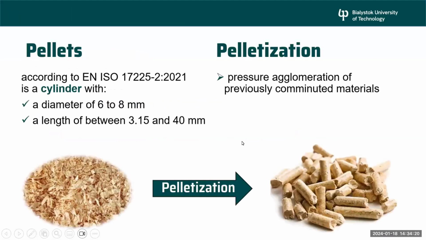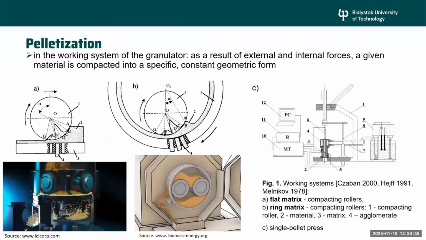So firstly, what are pellets? Because we are thinking about pellets, so they are some kind of granules, right? But actually, they are very well described, normalized cylinders of a diameter from 6 to 8 millimeters and a specific length from 8.15 to 40 millimeters. And pellets are produced in the so-called pelletization process, which is pressure agglomeration of previously comminuted materials.